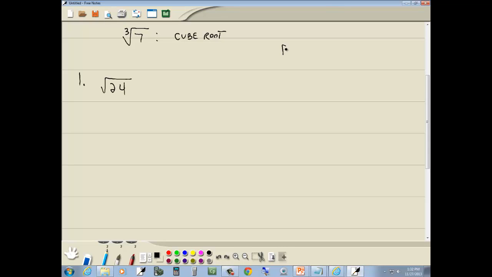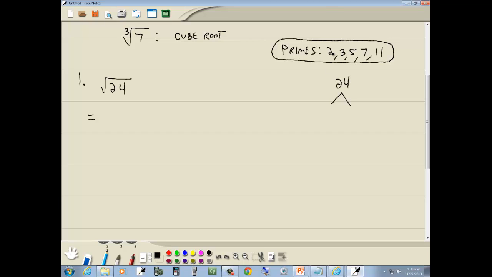Now remember, our primes are 2, 3, 5, 7, maybe 11. This probably accounts for 90% of what you see in college algebra. Now, of course, there's an infinite number of primes, but most of the problems revolve around these numbers right here. So, okay, we want to simplify the square root of 24. We want to get the prime factorization of 24. And we'll take a look at a factor tree to do that.